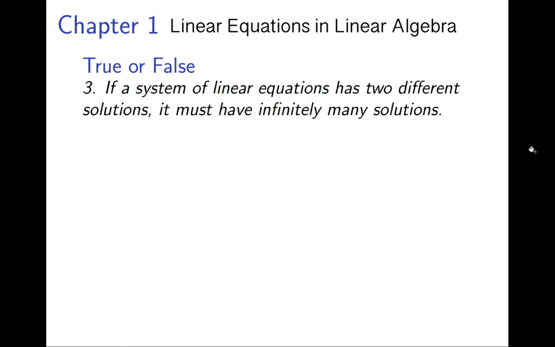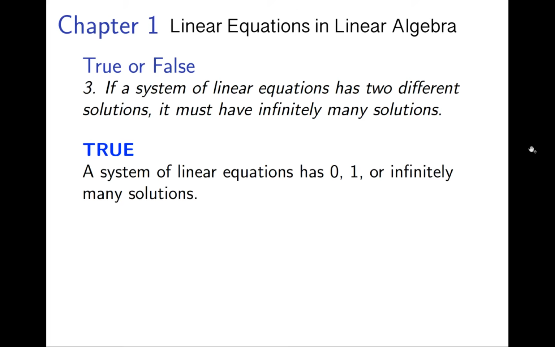Number 3. If a system of linear equations has two different solutions, it must have infinitely many solutions. Of course, that's true. A system of equations has either 0, 1, or infinitely many solutions. So if it has two different solutions, it must have infinitely many solutions.